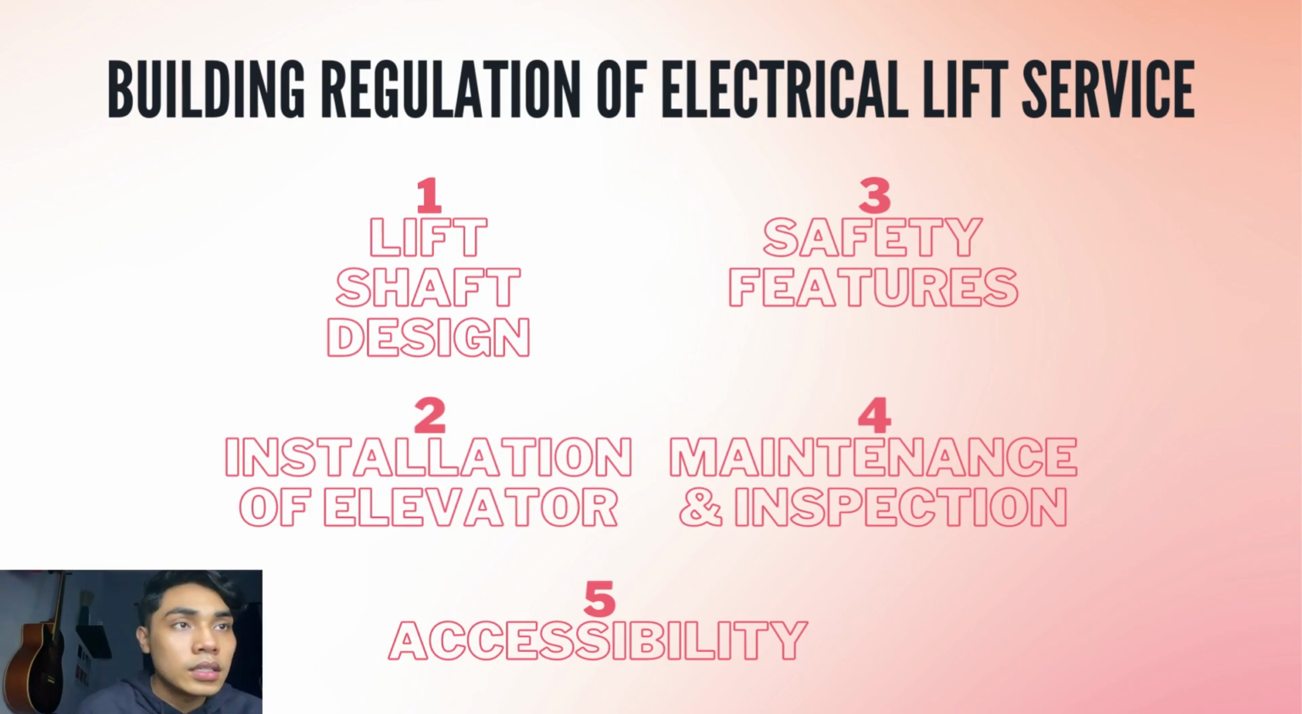So lastly is the accessibility. Malaysian building codes also include clauses that guarantee accessibility for people with disabilities. Electric lift accessibility criteria are outlined in the Malaysian Standard MS 1144, which is the code of practice for access for disabled persons to buildings, which also specifies the size of the lift, braille or tactile buttons, audio signals, and signage.